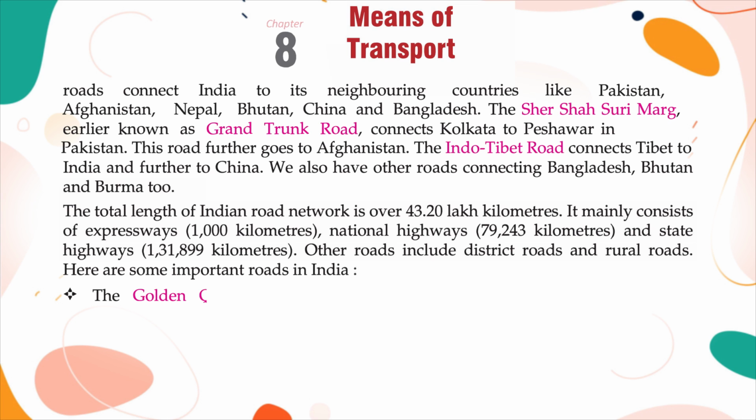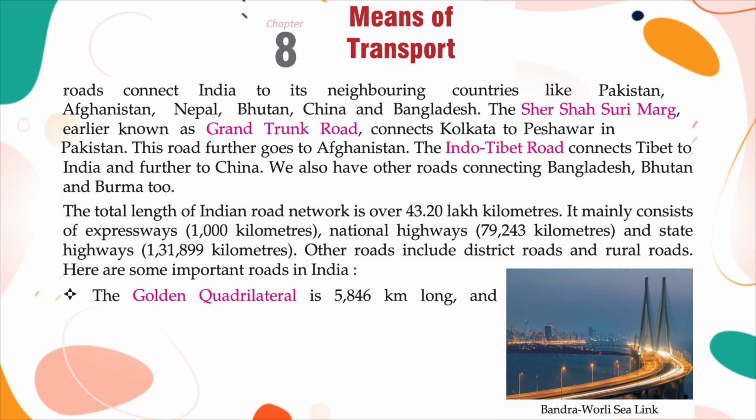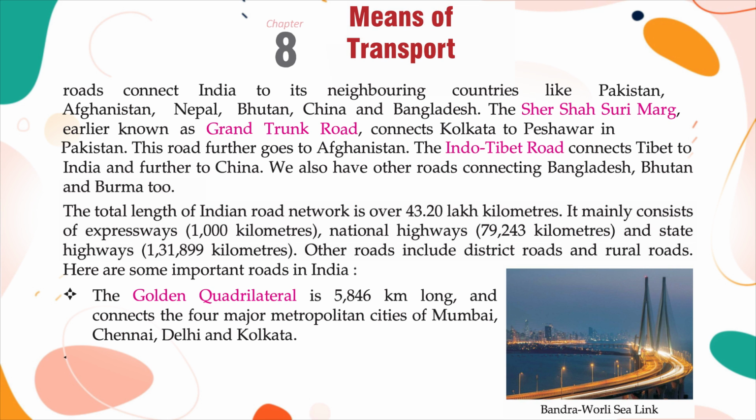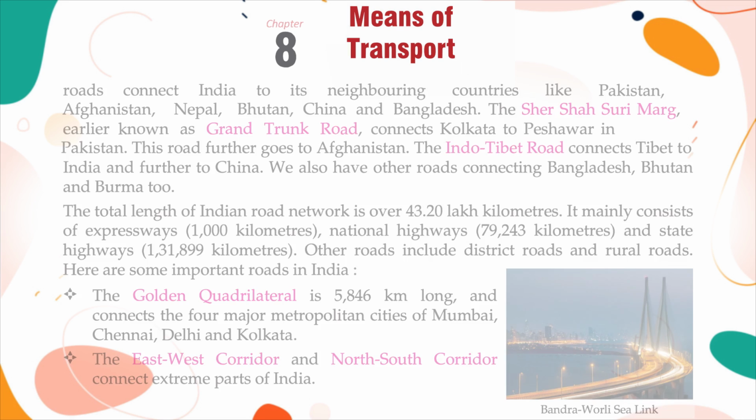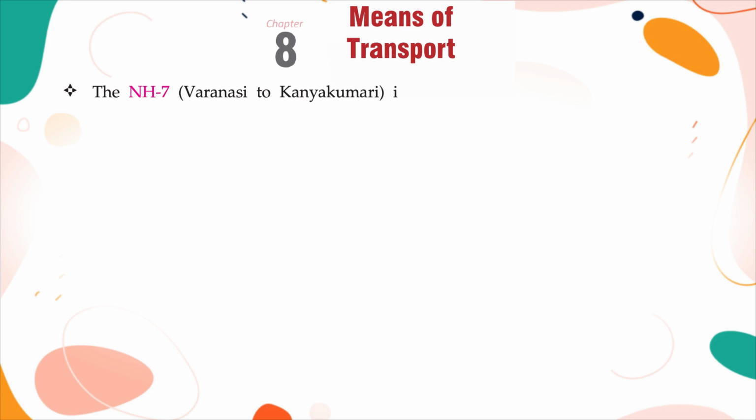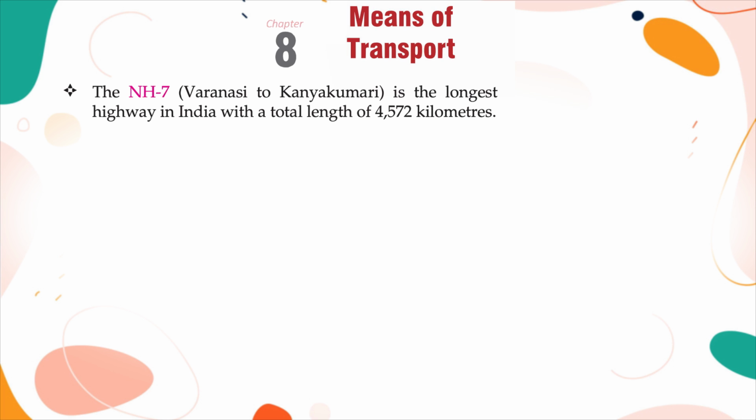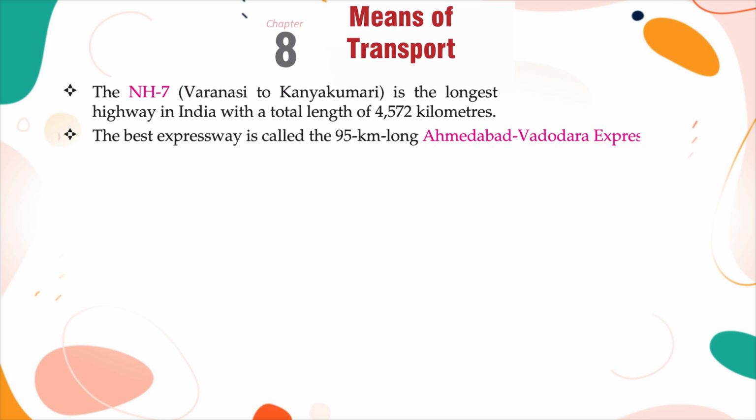The Golden Quadrilateral is 5,846 km long and connects the four major metropolitan cities of Mumbai, Chennai, Delhi, and Kolkata. The East-West Corridor and North-South Corridor connect extreme parts of India. The NH7, Varanasi to Kanyakumari, is the longest highway in India, with a total length of 4,572 kilometers. The best expressway is the 95-kilometer-long Ahmedabad-Vadodara Expressway.